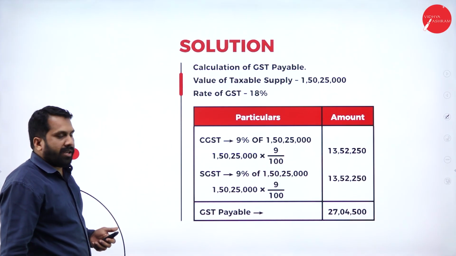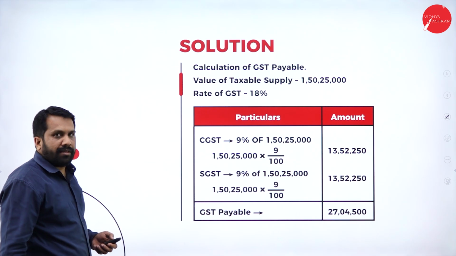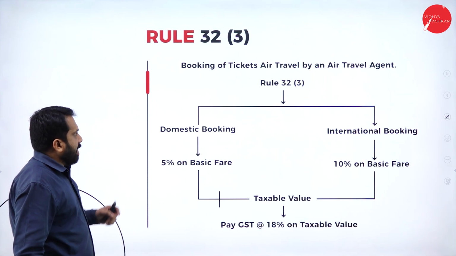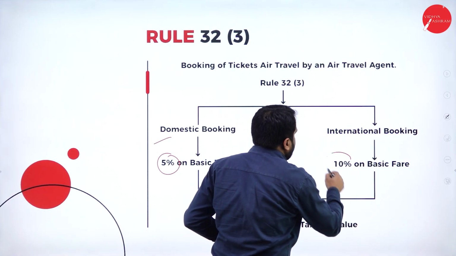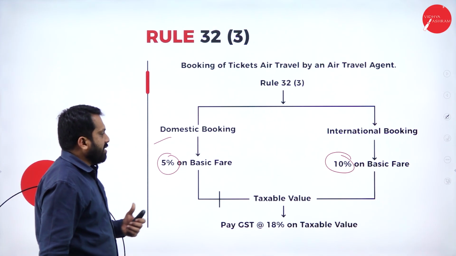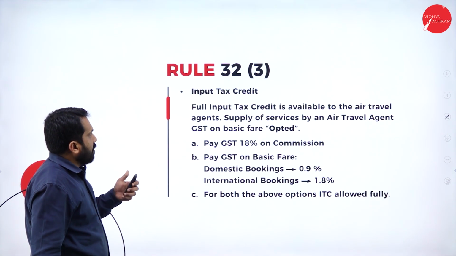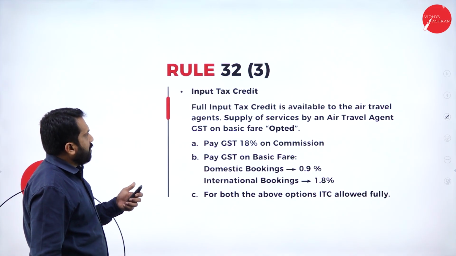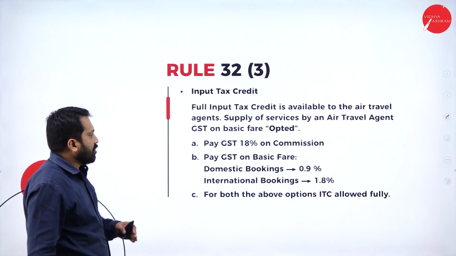Once you are done with all the calculation, you have to go with the GST percentage. Now, booking air travel tickets, whether it is domestic, 5% on the basic fare. If it is international, 10% of the basic fare. Taxable value paid GST, 18% on that. So, full input tax credit is available to the travel agent. Input tax credit means what is excess paid can be adjusted.